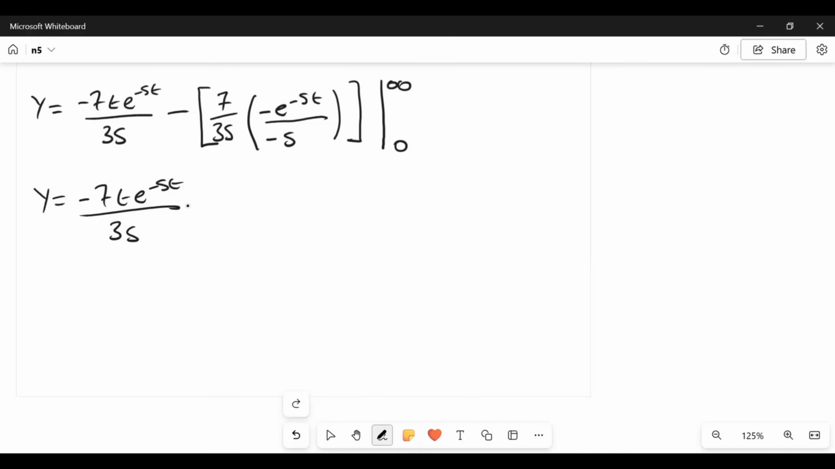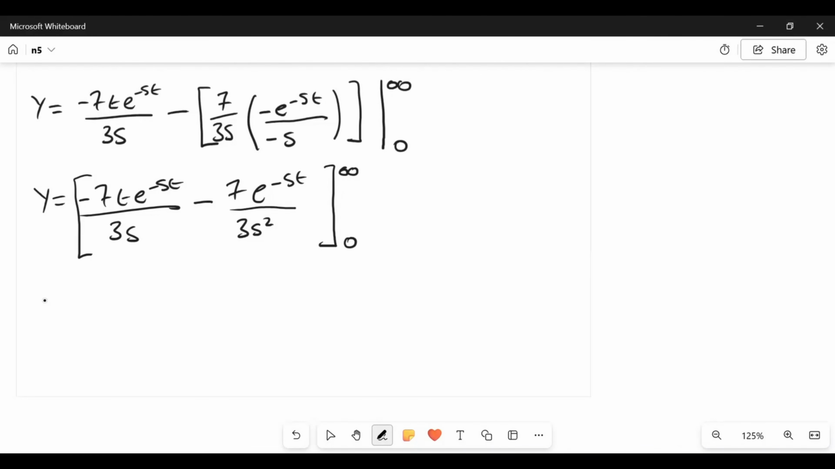So if we continue, this here is going to be minus 7 on the numerator. We must multiply with that e there. This e is going to be e to the power of negative st divided by, on the denominator, we have this 3s multiplied by that s there. This is going to give us 3s squared. There we go. But we are not done. We need to put this inside the brackets like that. Let's not forget our upper limit, it's infinity. The lower limit is 0.